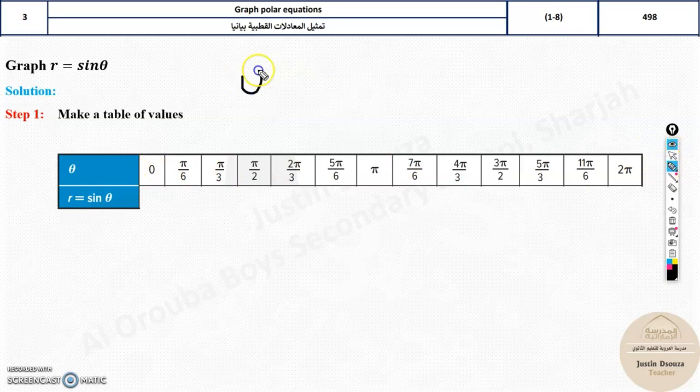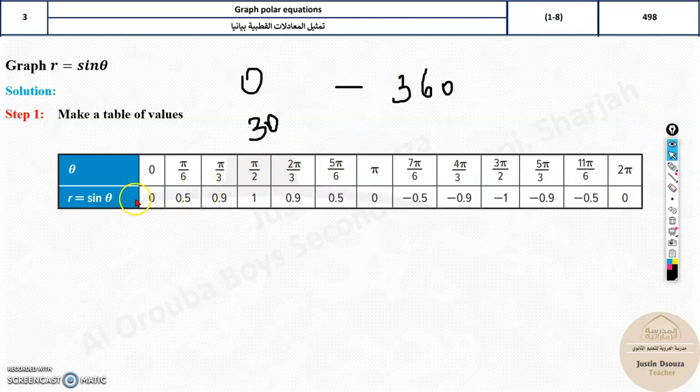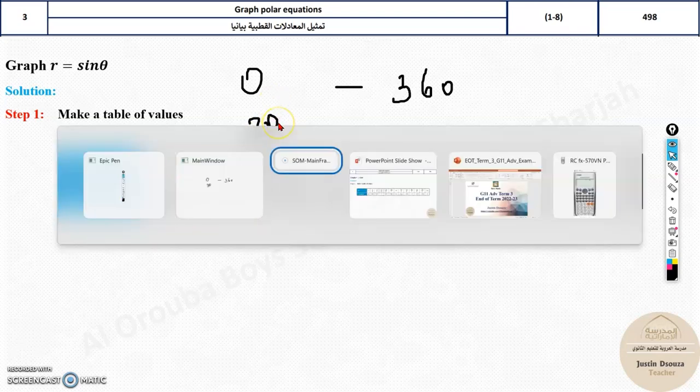Generally, we assume 0 to 360. That is the same over here, 0 to 2 pi, that is 360 degrees. Pi means 180. And we give a spacing of generally 30 degrees. So 0, 30, 60, 90. You can see pi by 6 is 30. Pi by 3 is 60. Then we have 90, that is pi by 2, and so on. It keeps on being added by 30. And then when you put this in the calculator, you'll get the answer.